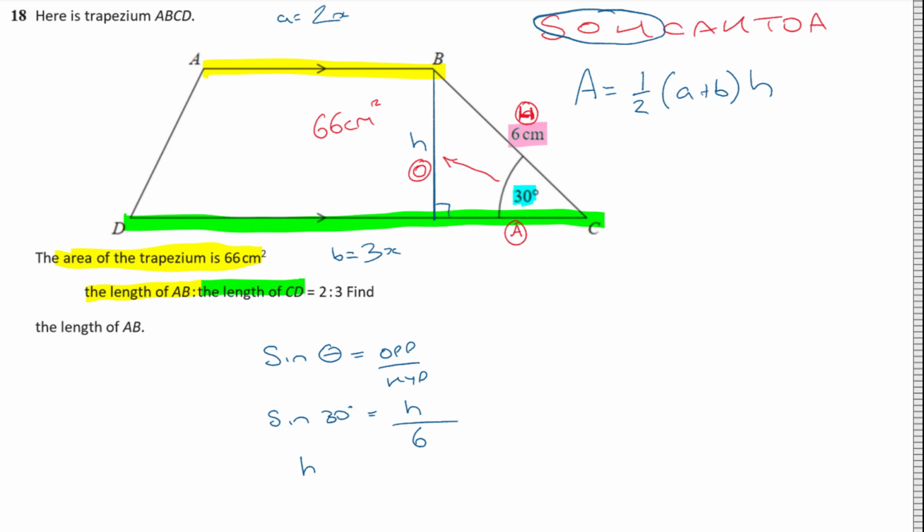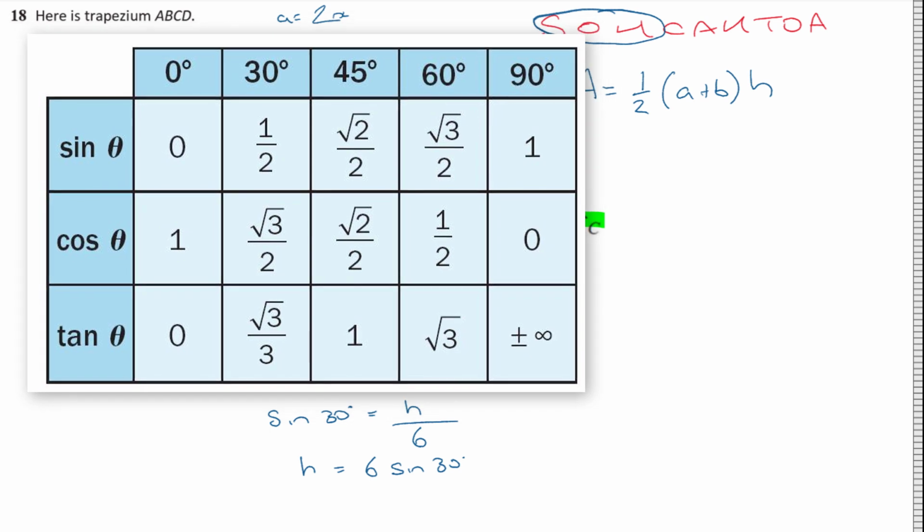So that tells me that H, the height of the trapezium, is going to be 6 lots of sine 30. Now, I don't have a calculator, but luckily 30 is one of the values that I have memorized. There are certain values that you need to know for the non-calculator paper. You need to know the sines, cosines and tangents for 0, 30, 45, 60 and 90. So this one is on my list, and I know that the sine of 30 is a half. So I know that H equals 6 times a half.